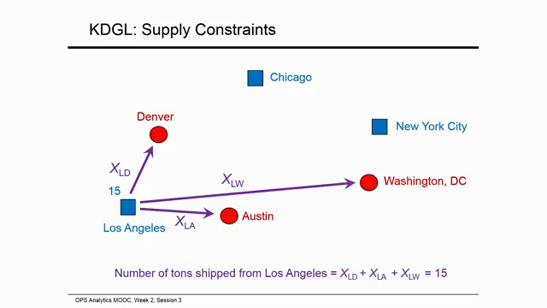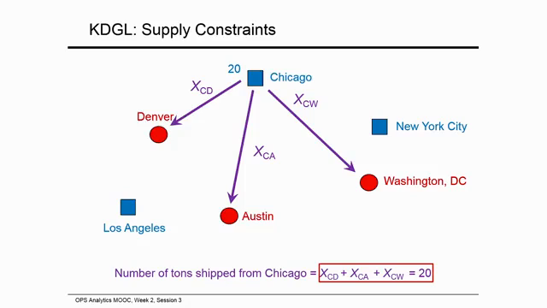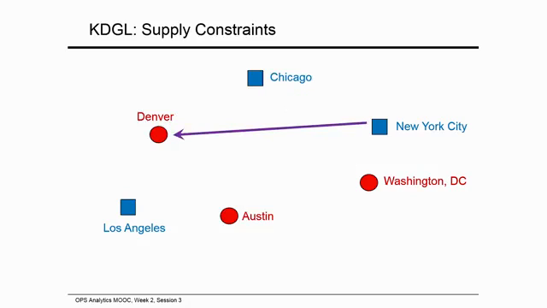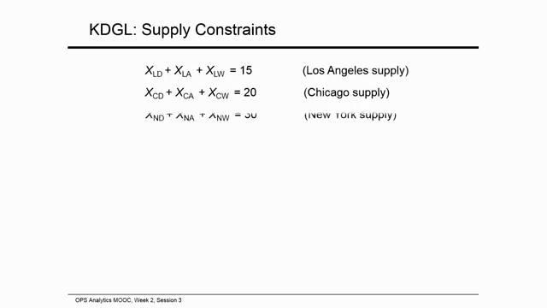So the supply constraint for the Los Angeles warehouse looks like this. In the same way, all shipments from Chicago must add up to 20 tons. Finally, all shipments from New York must add up to 30 tons. So to summarize, we have supply constraints for Los Angeles, Chicago, and New York.